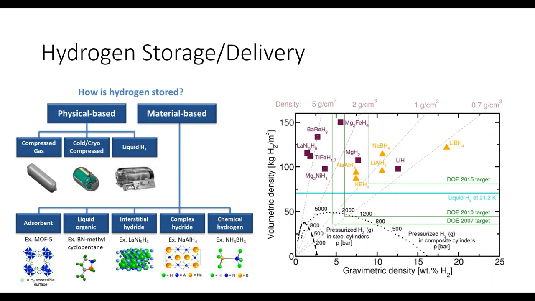Hydrogen is stored, interestingly, the previous graph talked about liquid hydrogen and gas hydrogen compressed to multiple high pressures. Those are so-called physical-based methods. There's also this material-based method, whether it be on the surface or inside the pores of adsorbents, bonded tightly to something like aluminum in a complex hydride, as chemical hydrogen in something like ammonia borane, or my personal favorite, interstitial hydride, where you take something like lanthanum nickel 5 (LaNi5) and you can stick 6 hydrogens in per unit cell.